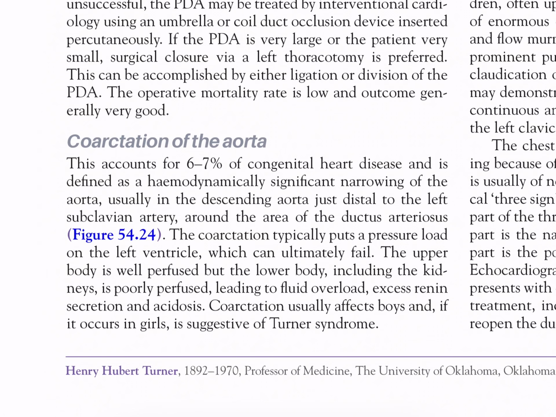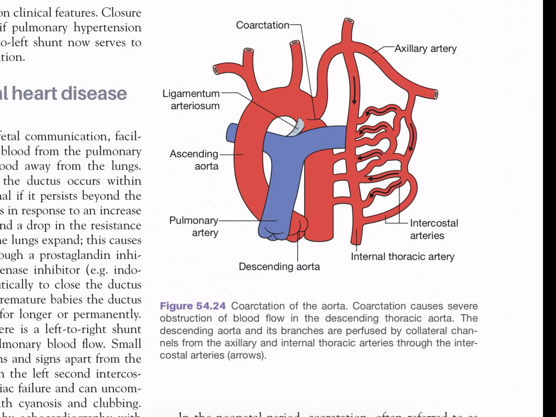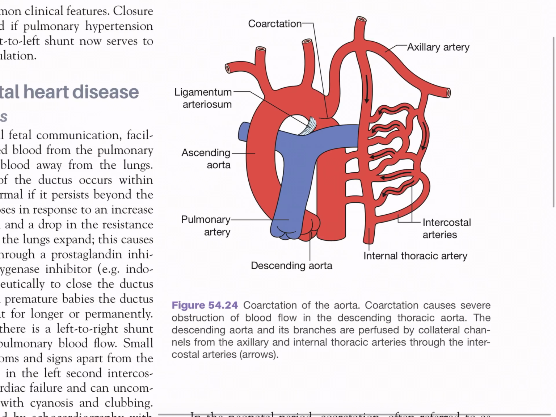Coarctation usually affects boys, and if it occurs in girls, it is suggestive of Turner syndrome. We'll look at the coarctation of aorta over here. Coarctation causes severe obstruction of the blood flow in the descending thoracic aorta. The descending aorta and its branches are perfused by collateral channels from the axillary and the intercostal arteries into the internal thoracic arteries through the intercostal arteries.